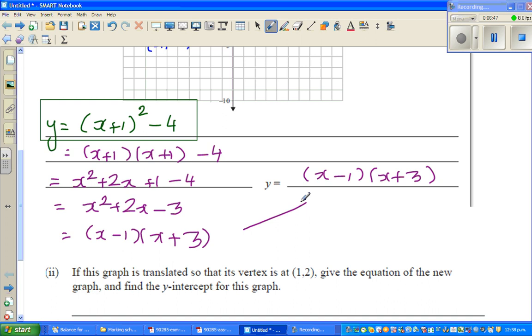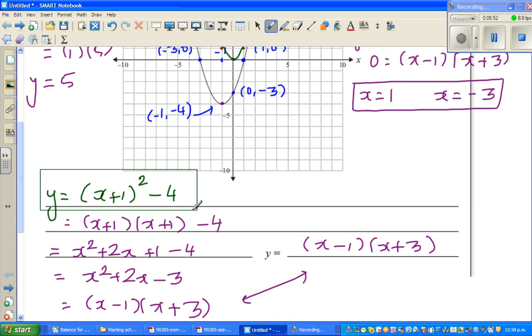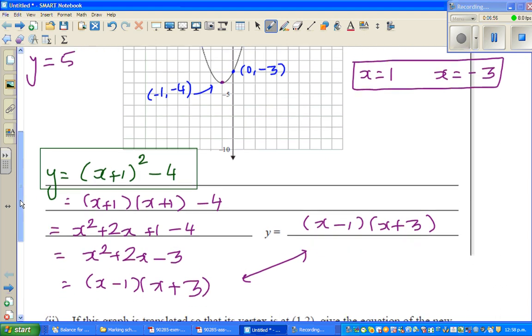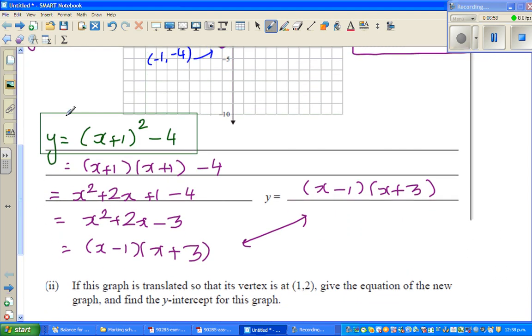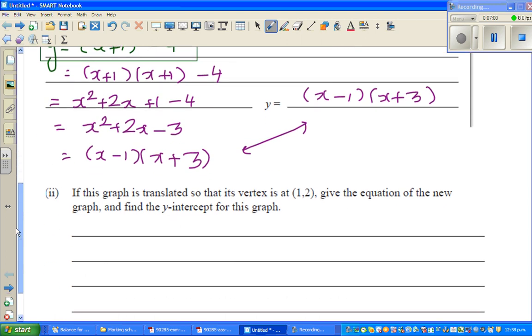So can you see these two are the same? If you write this or this, both are the same equation. Okay, now for the next question, this form would be super helpful. So what has happened now?